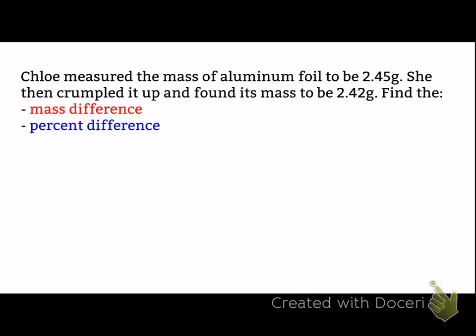I'm going to try to use the same color ink so that you guys can follow along. Okay, so mass difference, you're basically going to find how much mass she's lost or gained by doing this experiment. So initially it was at 2.45 and now it's at 2.42. So the mass difference is 0.03 grams. Okay, so that's how you would find the difference in mass.